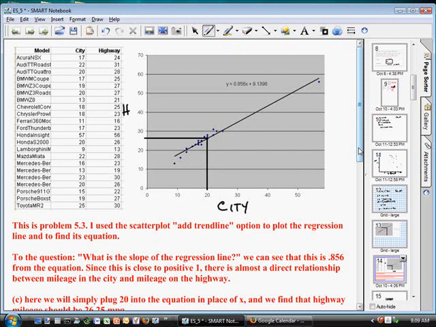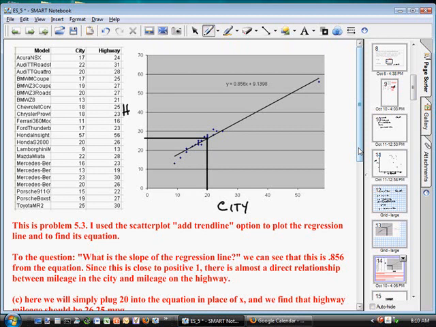The book goes on to say, in part C, what would you predict if there's a 20 mile per hour mileage in the city? What would you predict would be the highway mileage? Again, start at 20 on the city axis, move up to your regression line. When you hit it, it's not real easy to read, but it looks like about 28, 27 would be our prediction for the highway mileage. So there's another example of a regression line being used to make a prediction.